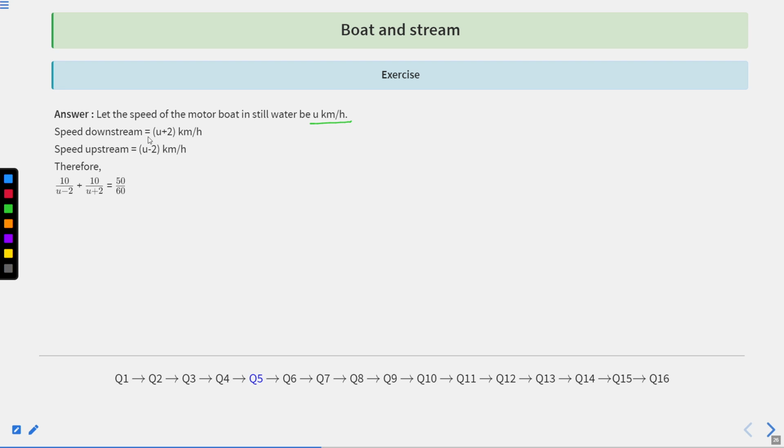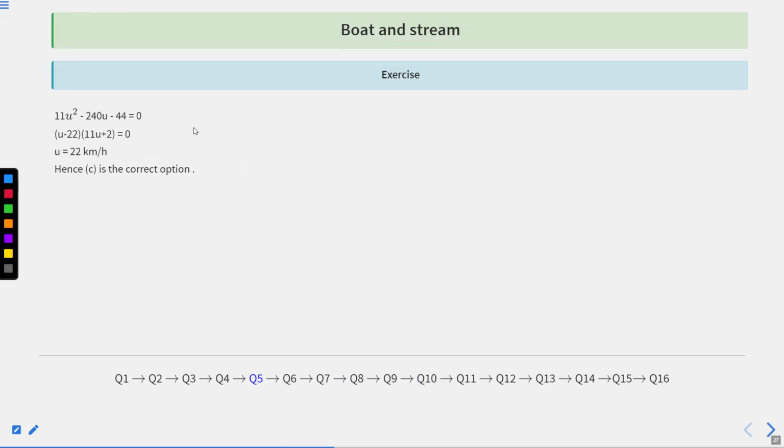Speed downstream is u plus 2 km per hour. So the speed upstream is going to be u minus 2 km per hour. Therefore, 10 upon u minus 2 plus 10 upon u plus 2 is equal to 55 upon 60. On simplifying, you will have a quadratic equation, that is 11u square minus 240u minus 44 equal to 0.